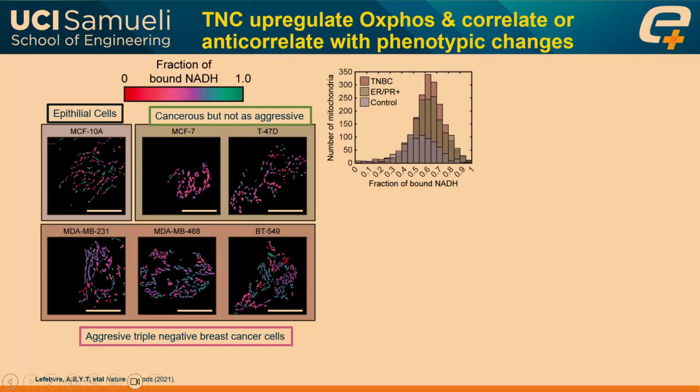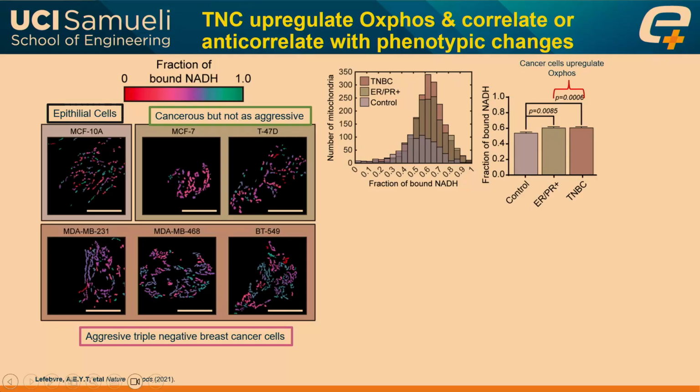And what we see is, first of all, the number of mitochondria is different. The triple-negative breast cancer cells have a large number of mitochondria compared to the controls, and even more so than the ER/PR positive cells. And the fractional NADH contribution within each mitochondria, and you can see this, these are all color-coded to calculate fractional bound contributions within the mitochondria, are heterogeneous.